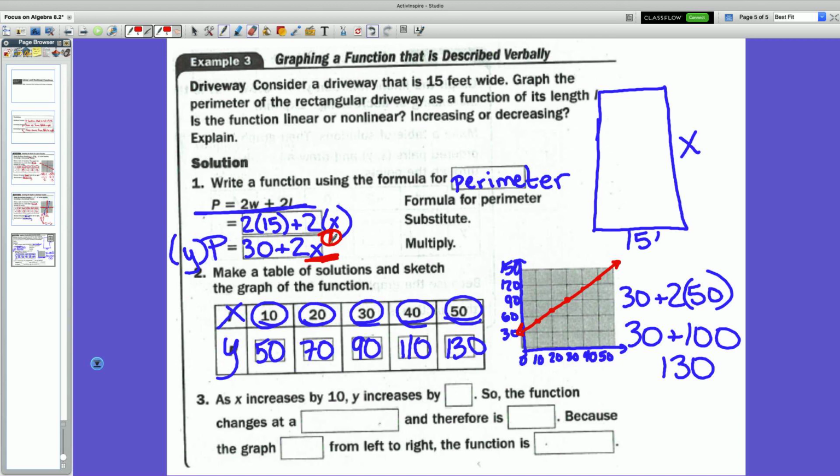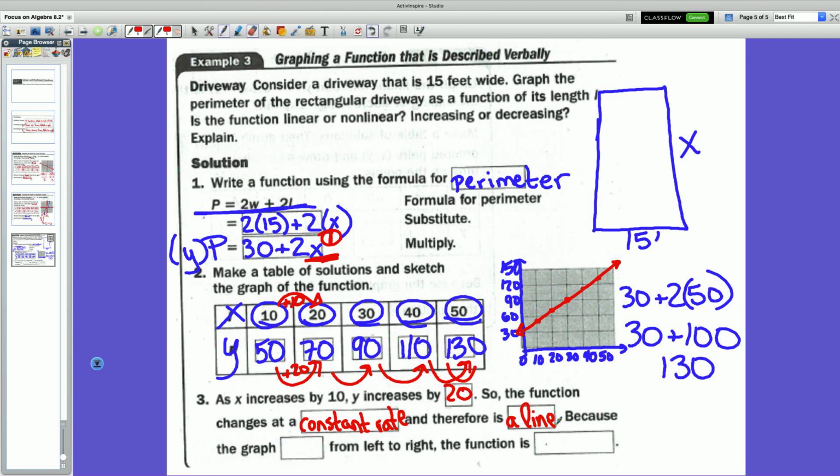Okay, so as x increases by 10, so as this goes up by 10, my y is increasing by what? By 20. So the function changes at a constant rate. Changes at a constant rate, and therefore is a line. Okay, that's another way to know that it's a line.